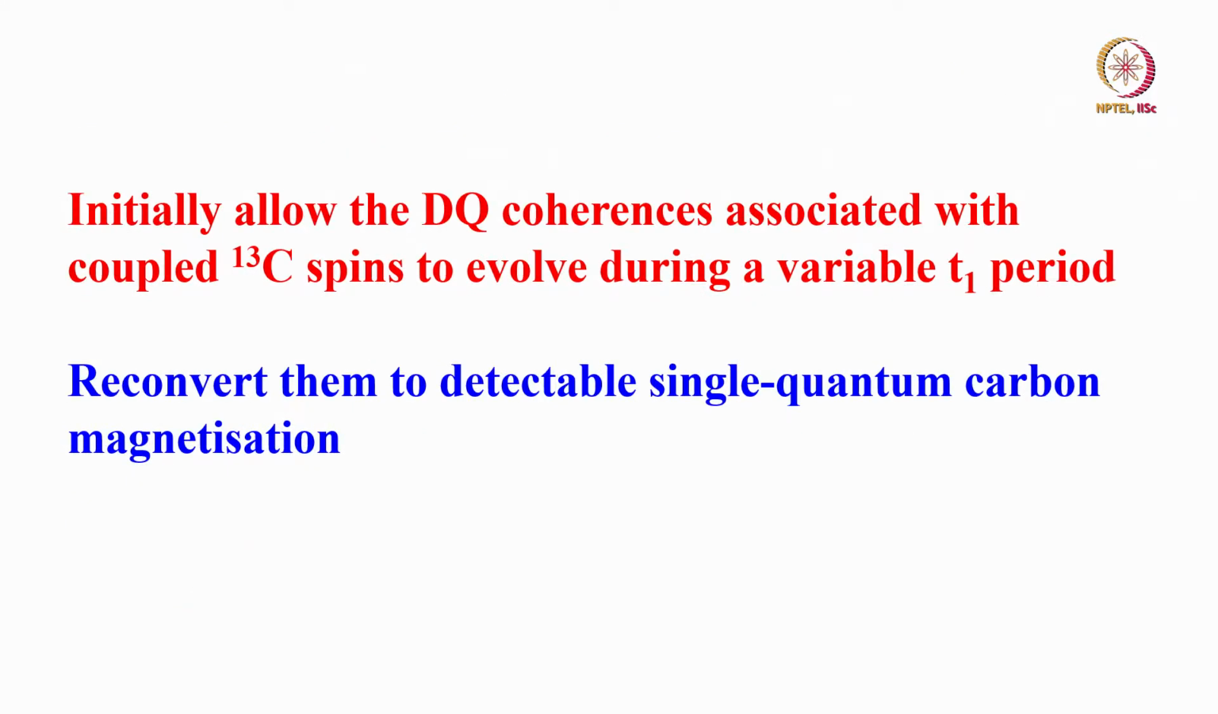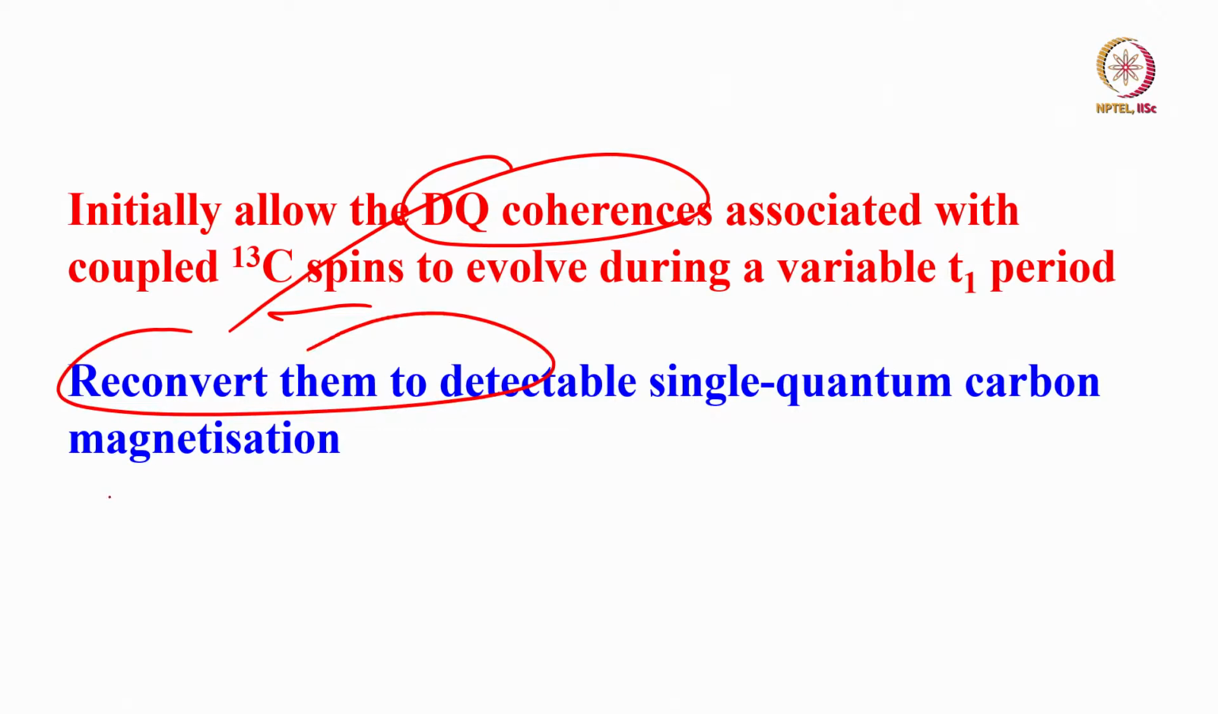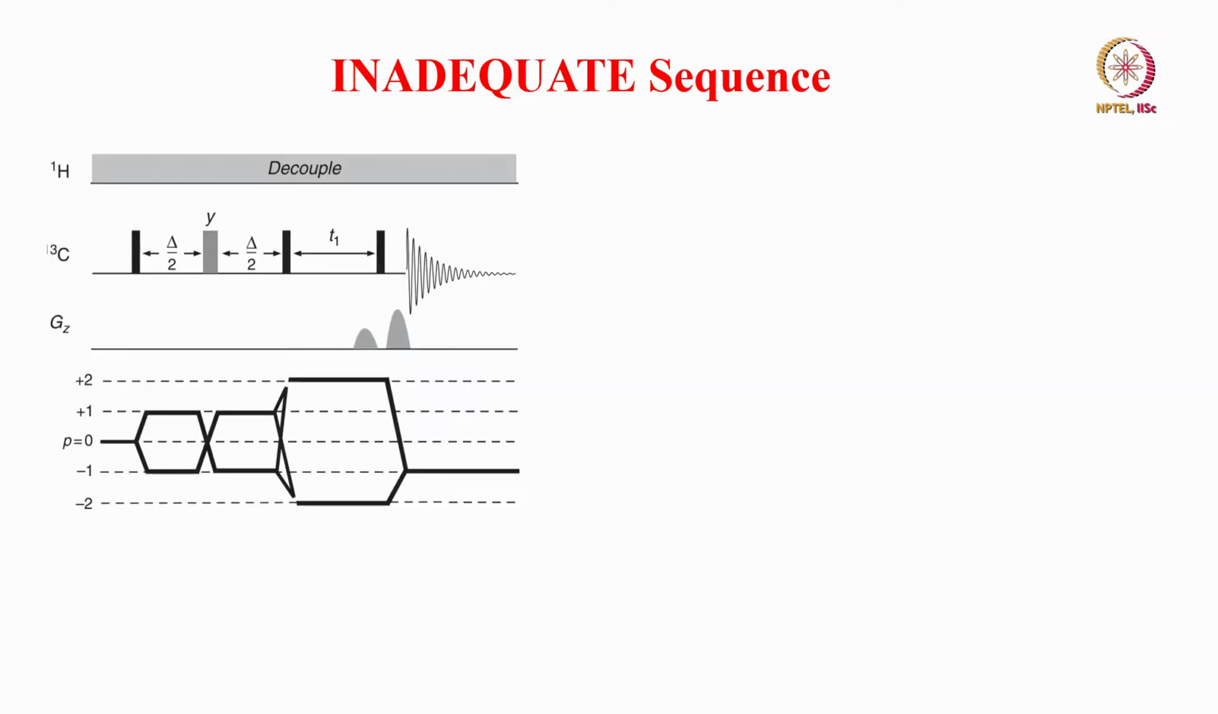So, what we have to do in this experiment is initially we allow the DQ coherences associated with the coupled spins to evolve during a variable time, like our DQF. It is similar to our COSY and other DQF COSY, we saw that. And then after some time we reconvert this DQC into detectable single quantum. That is what we did in DQF COSY. Identical you can do here also, but it is for dilute spins. So, this is an INADEQUATE sequence.